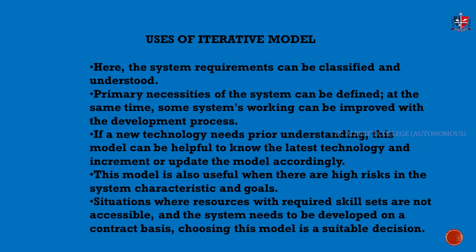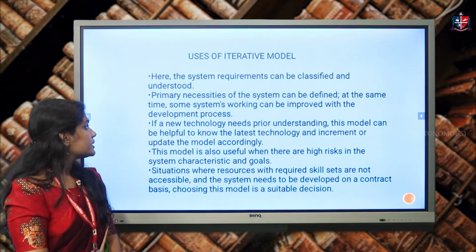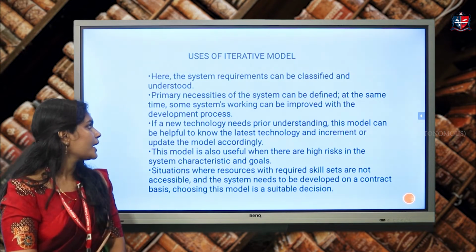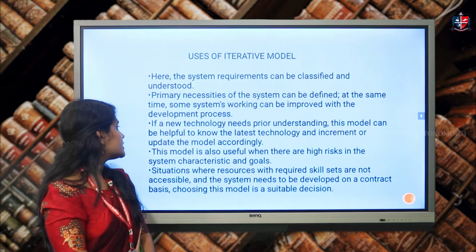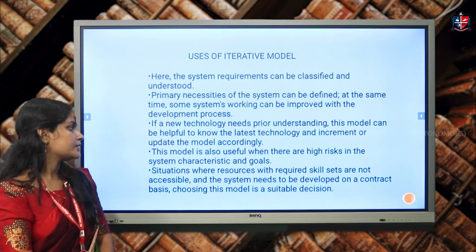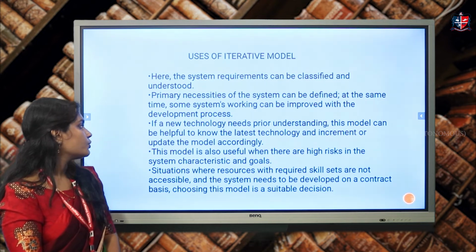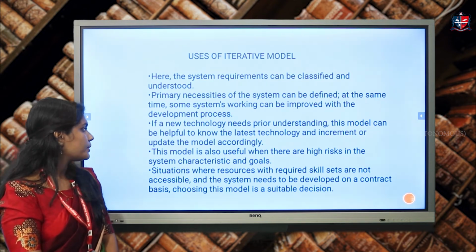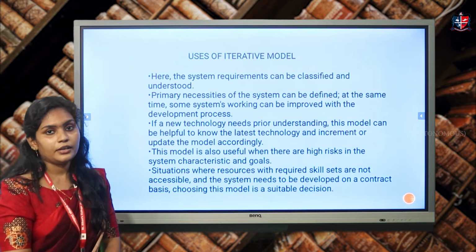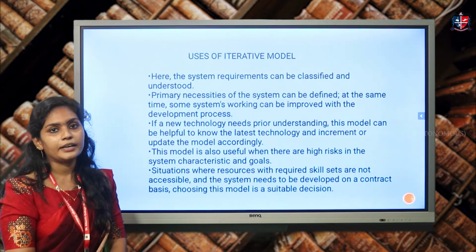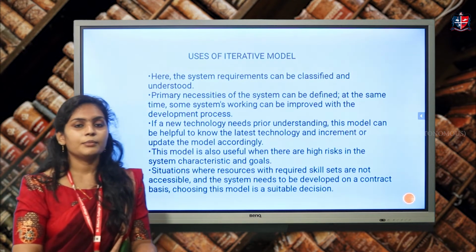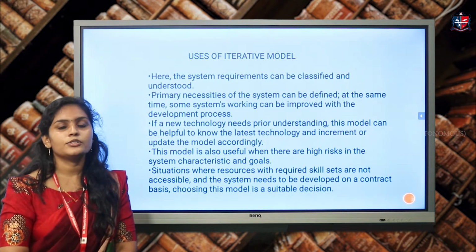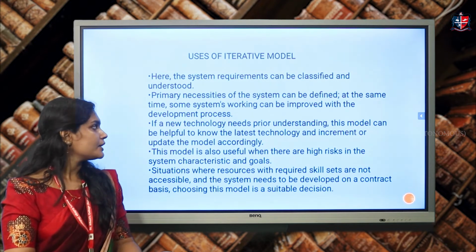The main use of the iterative model is that the system requirements can be classified and understood. A primary necessity of the system can be defined. At the same time, some system working can be improved with the development process. And the next use is if a new technology needs prior understanding, this model can be helpful to know the latest technology and increment or update the model accordingly. So, if any suggestions of new technology are added, then we can use the iterative model, because after the first iteration, we must fetch the needs, and also based on those needs, we must rearrange the specific model.